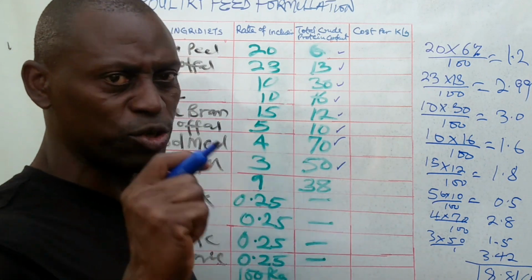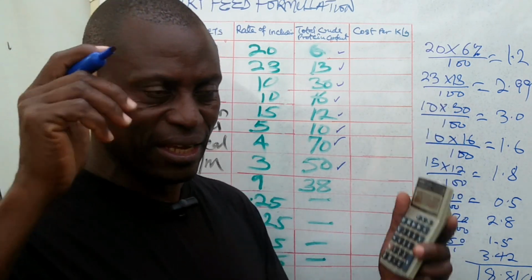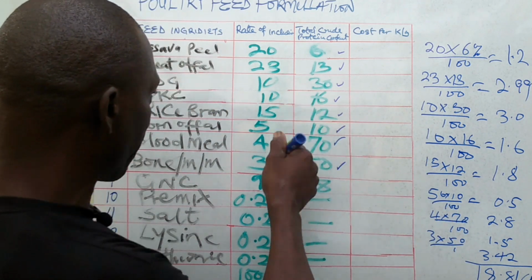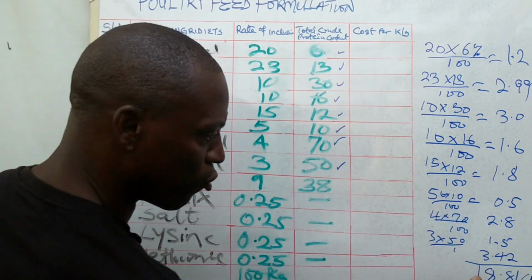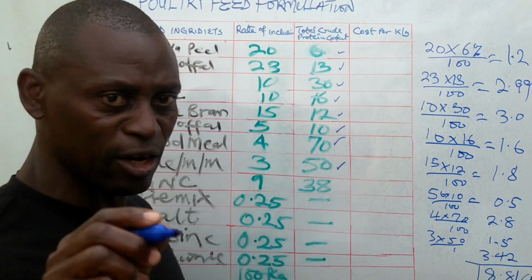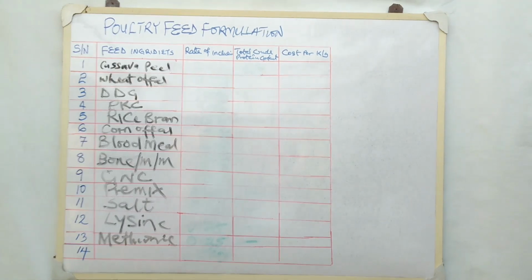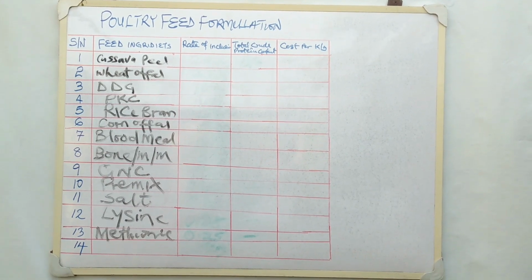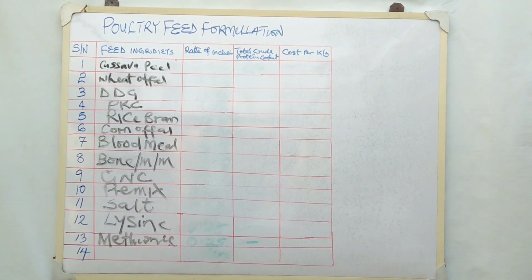This feed is a very solid feed for broiler growers. You want your broiler to grow faster. This is the feed you're going to apply. And now let's check the cost of producing. This is 100 kg. Now let's see the cost of producing a bag of this feed. Please, for the cost of producing the feed, watch the next video loading now.